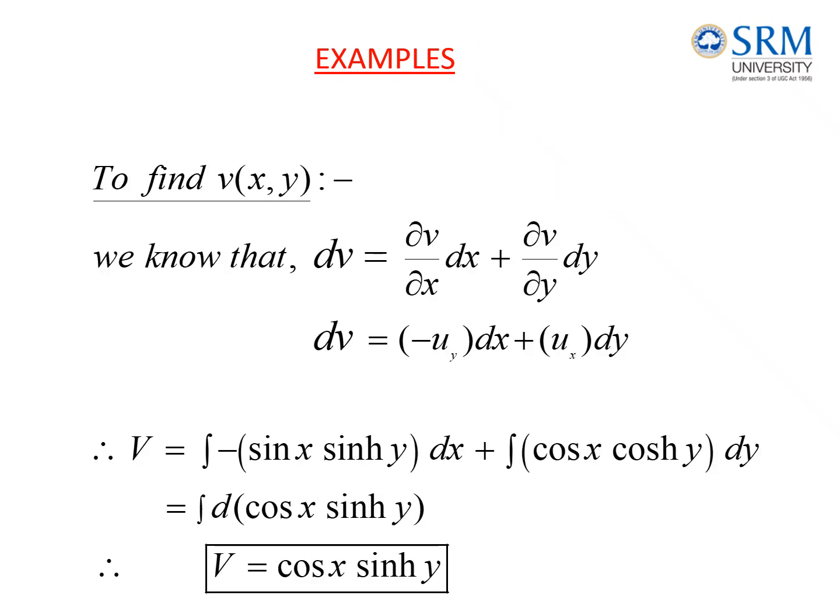How to get the harmonic conjugate? First we need to take dv. dv is ∂v/∂x dx plus ∂v/∂y dy. Then we need to rewrite this ∂v/∂x and ∂v/∂y using the CR equations, in terms of u's, substituting what is ux and uy. Then we need to integrate by combining the terms. So after substituting, we combine these two terms and rewrite it.